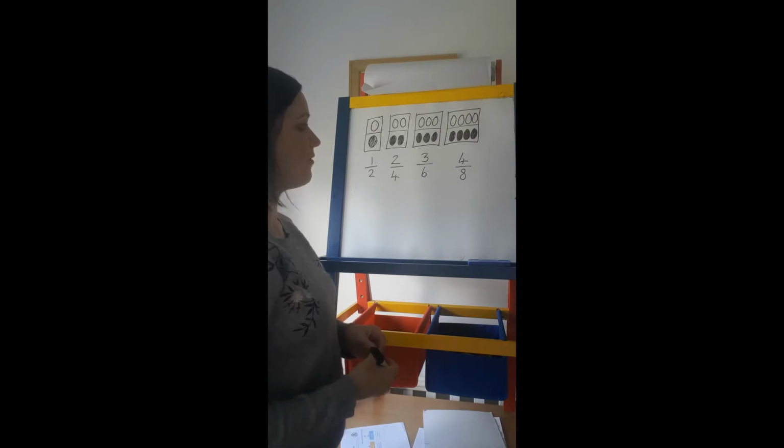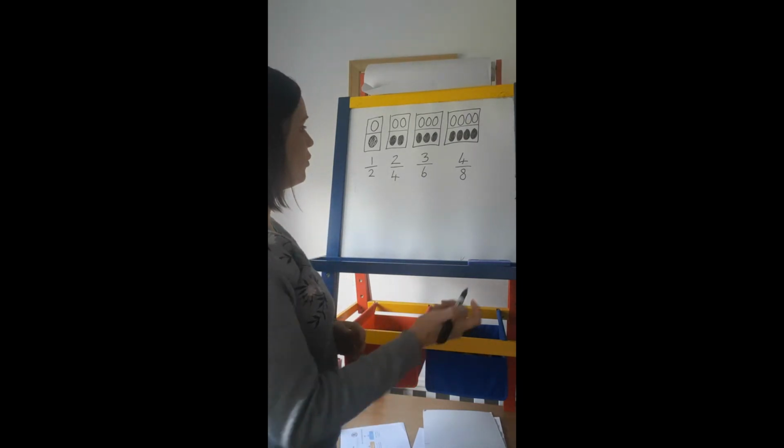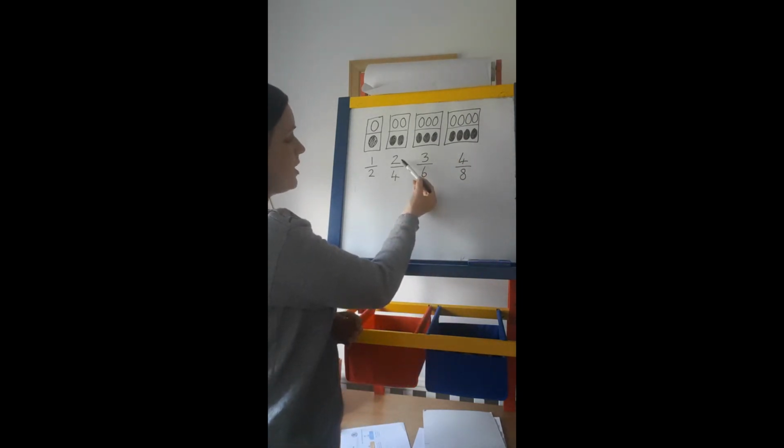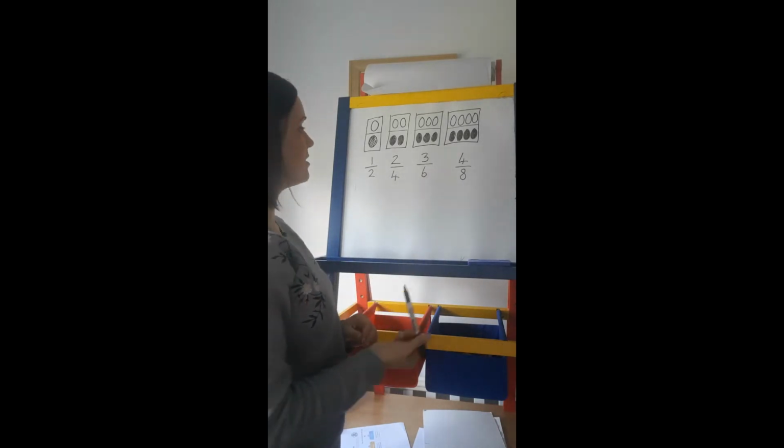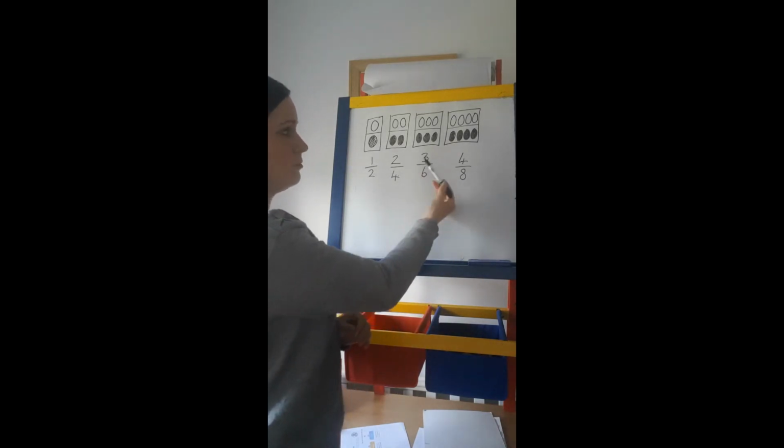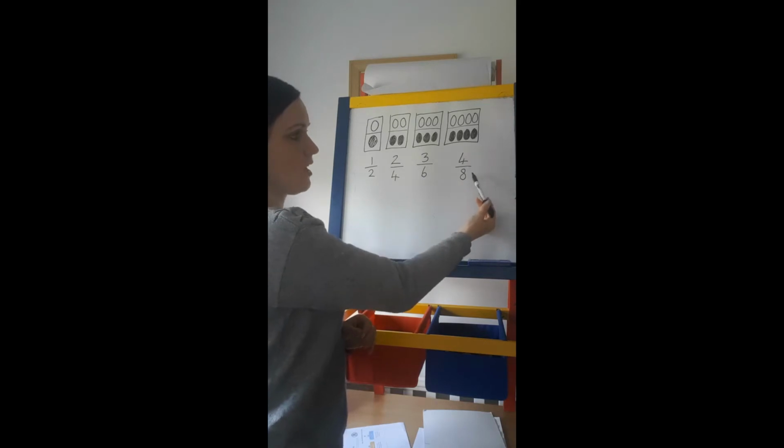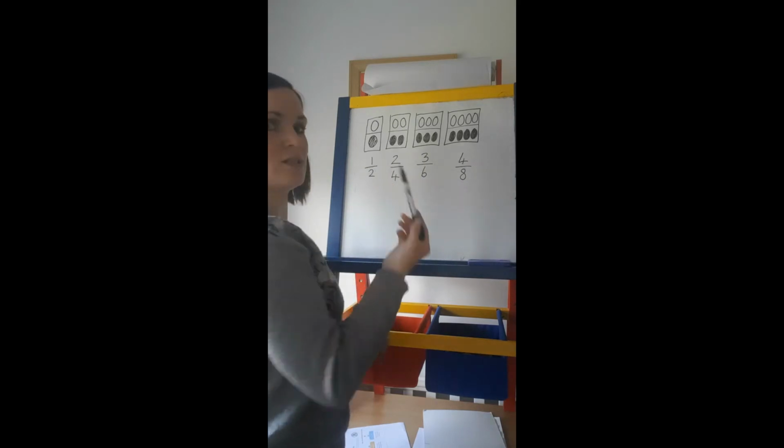They are all a half, and you know it's a half if your numerator is half of what your denominator is. So 2 is half of 4, 3 is half of 6, and 4 is half of 8. So these are all equivalent to a half.